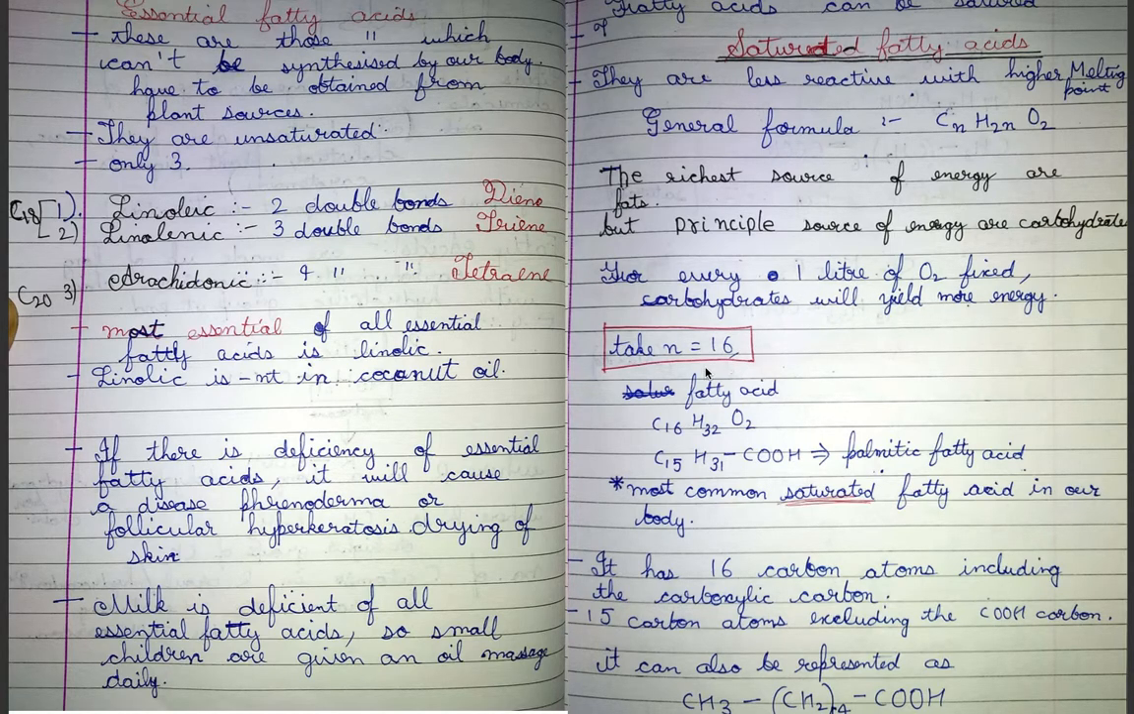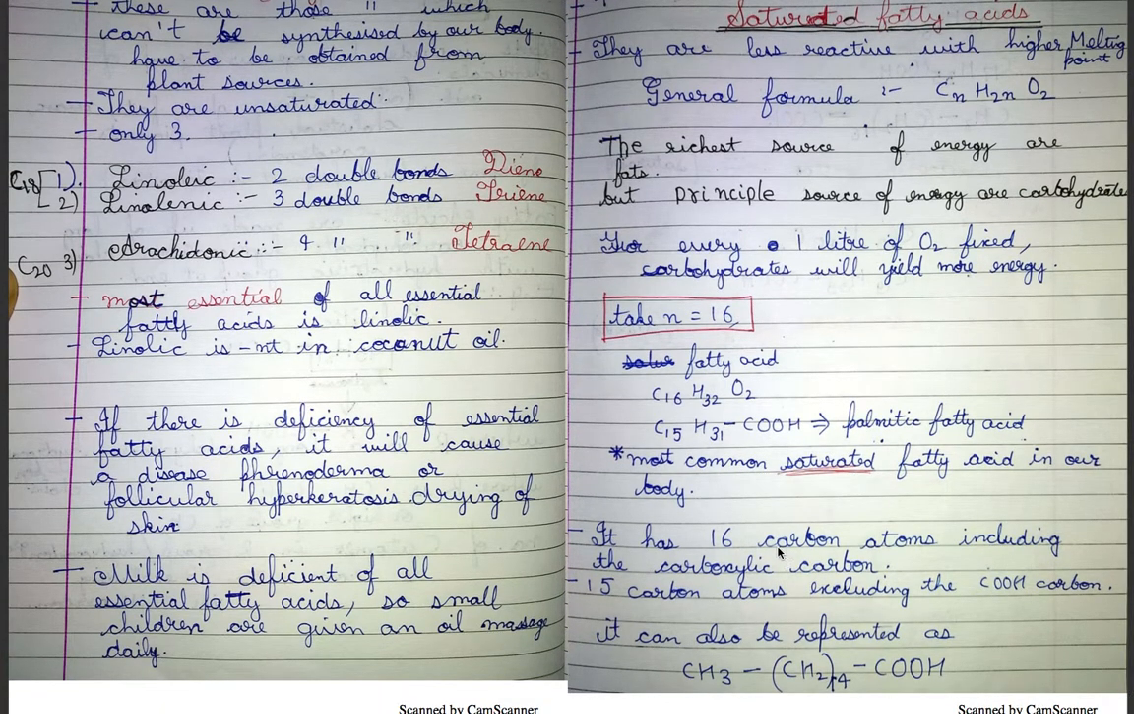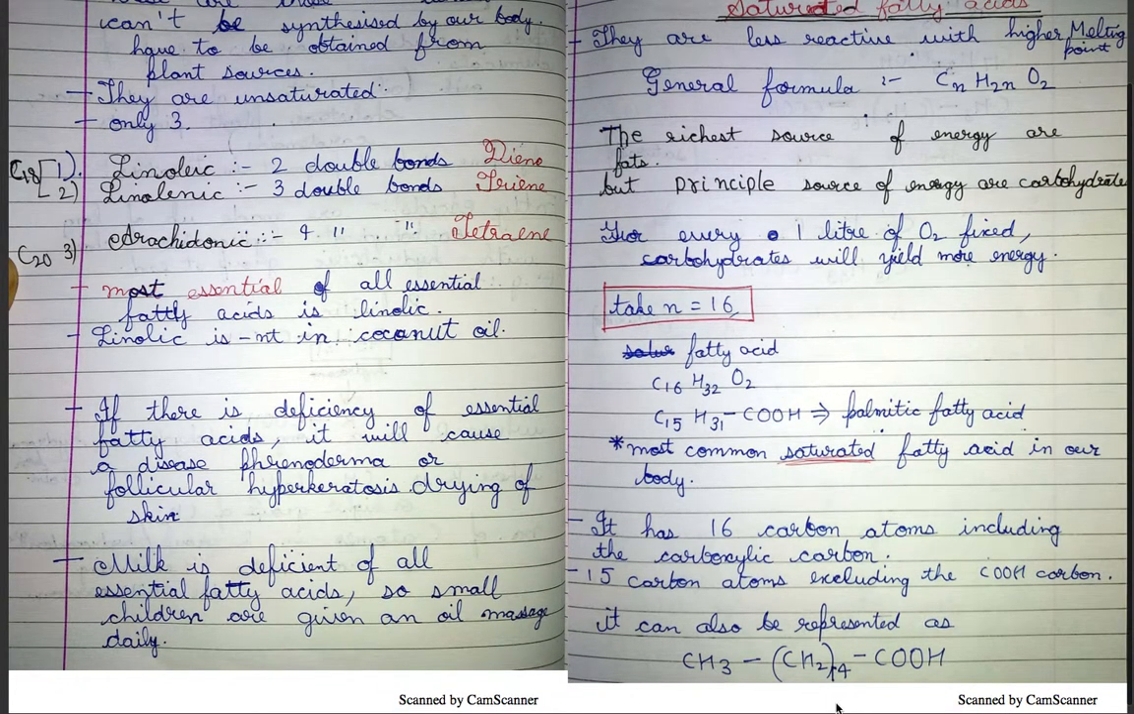That is the reason. Now take n equal to 16, then the fatty acid will be C16H32O2. Simply put the formula: C15H31COOH. If you remove COOH, then this is palmitic fatty acid, the most common saturated fatty acid in our body. It has 16 carbon atoms including the carboxylic carbon, and 15 if you exclude the carbon in the carboxylic group, that is this carbon. It can also be represented as CH3, then (CH2)14, then COOH.